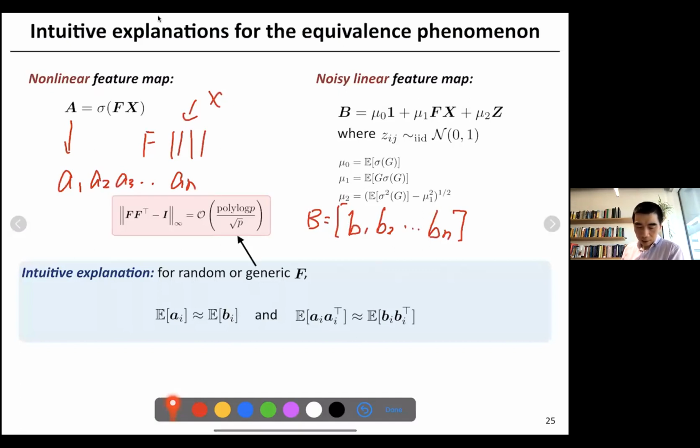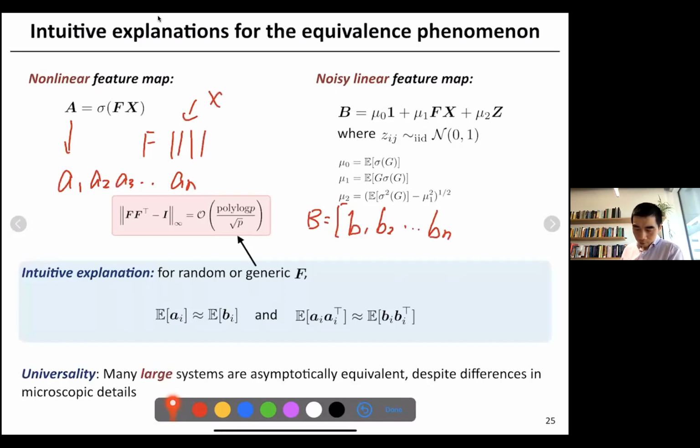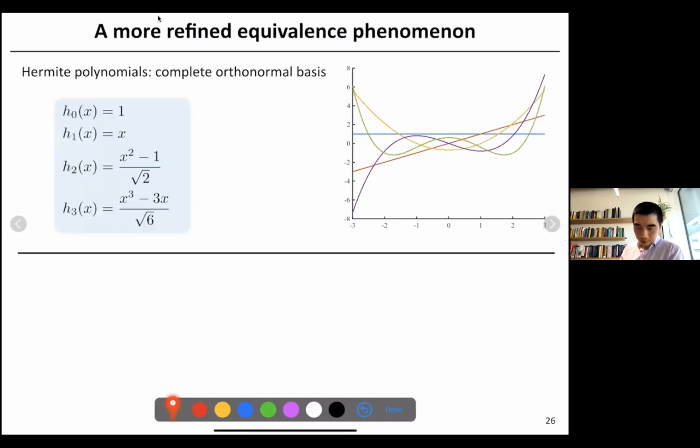Of course, this is just a very simple explanation. And here we also have some additional assumption on the F matrix. Essentially, we want F to have nearly orthogonal rows. But there's much more to the story. What I want to say is a different view, a different explanation for why we have this universality. And I believe this is a much more fundamental reason why we have this universality.